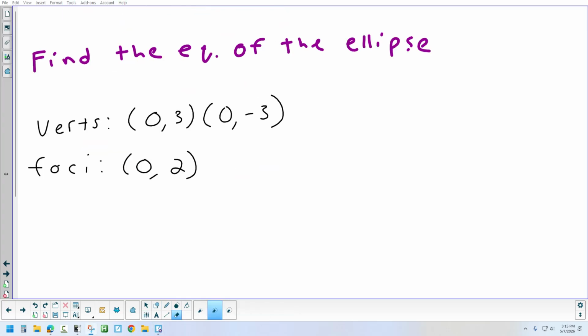Okay, so let's take a look at finding the equation of an ellipse. I've given you the 2 vertices, and I've given you one of the foci. Now, what are the 3 letters that you always have to figure out when you're writing the equation of an ellipse? Yeah, you always have to find the A, B, C.